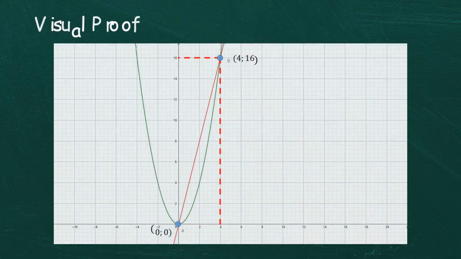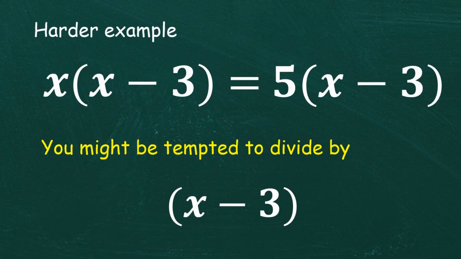And the graph confirms everything. The curves y equals x squared and y equals 4x meet at two different points. One intersection happens when x equals 0. The other happens when x equals 4. Two intersections, two solutions. Case closed.